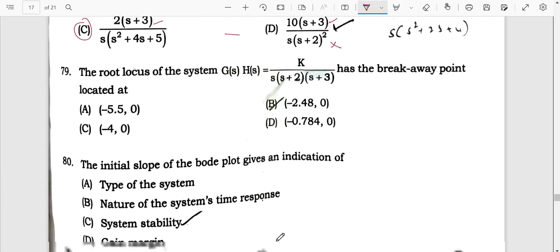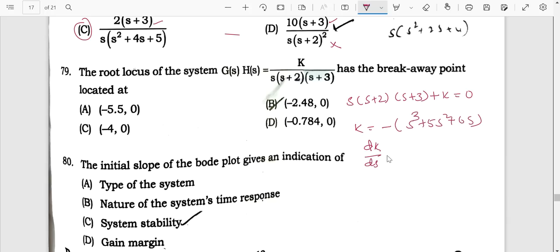The root locus of the system is given by G(s)H(s) equal to K divided by s into (s plus 2) into (s plus 3), which has a breakaway point. To find the breakaway point, s into (s plus 2) into (s plus 3) plus K is equal to 0. From this, K is equal to minus of (s cubed plus 5s squared plus 6s). Now find dK/ds and take the roots of this equation. Then we have two roots.